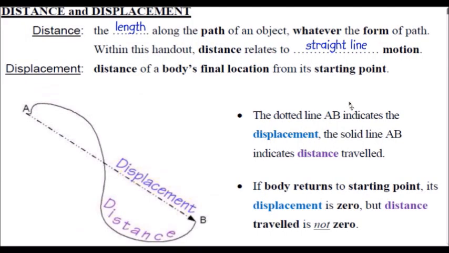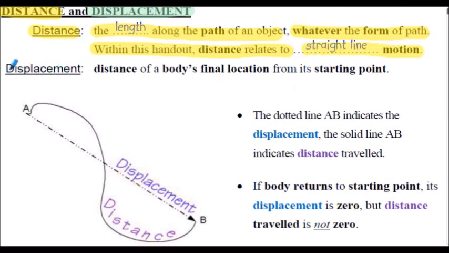We're going to outline some of the basic terminology and formulae used when calculating distance and displacement, speed and velocity, and acceleration. Firstly, let's consider the difference between distance and displacement. So distance here is defined as the length along the path of an object, whatever the form of the path. Within this handout, distance predominantly relates to straight line motion. In contrast, displacement is the distance of a body's final location from its initial starting point.